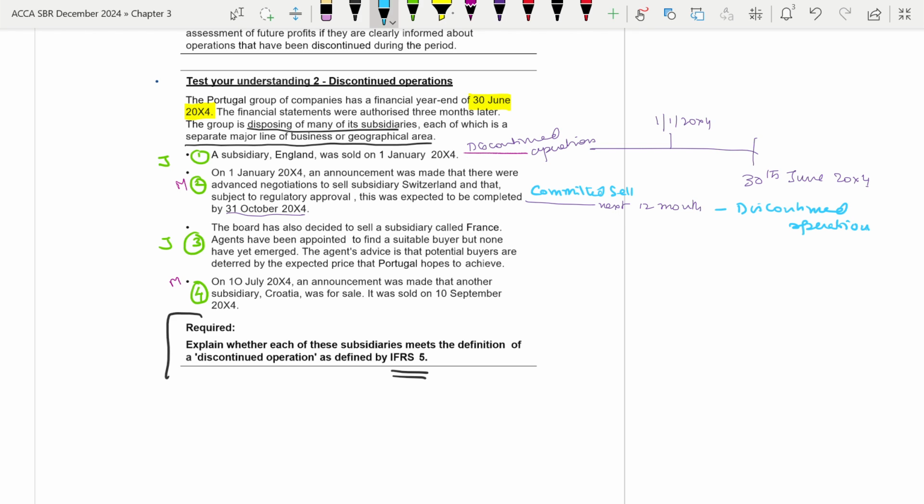Got confused of this, but I think it meets the definition because the Phoenix actively markets. The board has decided to sell the subsidiary. Agents have been appointed to find suitable buyers. Did they find anyone? No. The agent advises that potential buyers are deterred because the price is not reasonable.